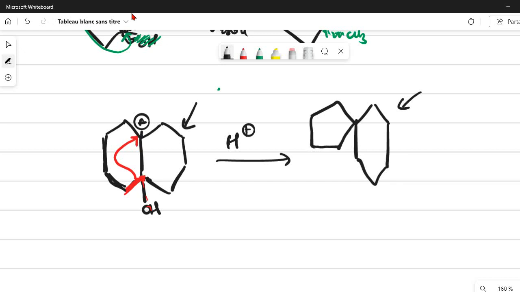So one, two, three, four, and five. Here I will have to add a ketone. We had an OH, and we have to add a ketone. Sorry, not here, here. So this is the molecule that we need to draw.